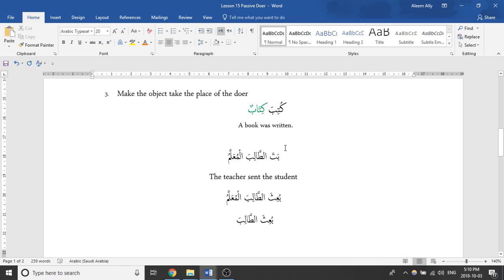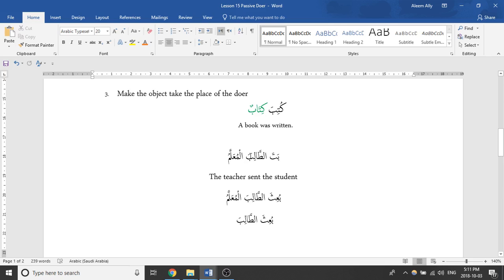Alright, so mu'allamu is the person in the word, right? Yeah, the doer. How'd you know that? It's mu'allim. Right, it's because of the dhamma on the end, right? Oh yeah. And then we know taliba is the object because of the fatha.